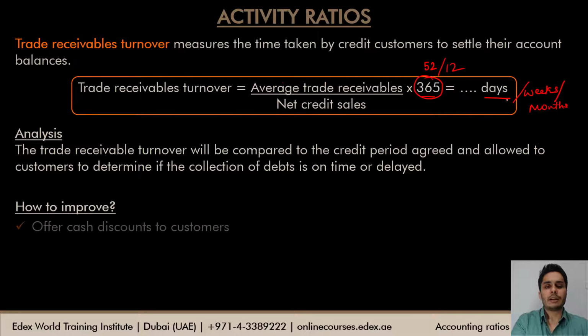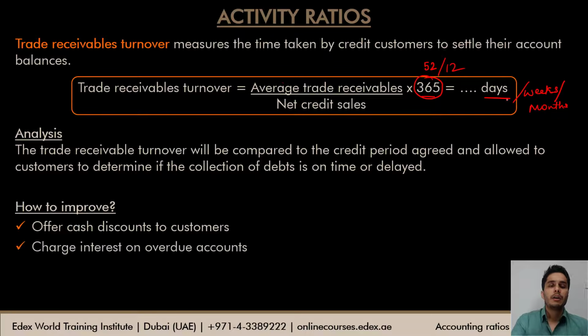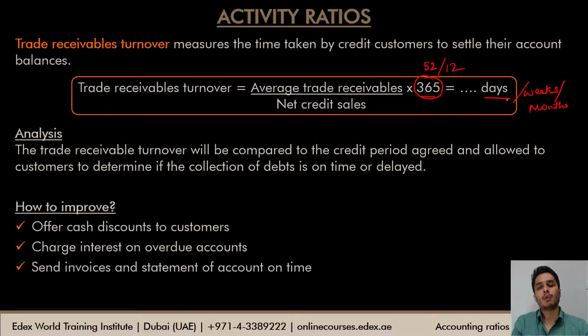Following steps can be taken. We can offer cash discounts to customers. When cash discounts are offered to customers, they tend to pay before time. We can charge interest on overdue accounts. When interest is charged, customers, if possible, will pay on or before time to avoid any interest being charged. From the business point of view, invoices and statements of accounts should be sent on time. Customers should be reminded on time so that they can pay their debts on time.